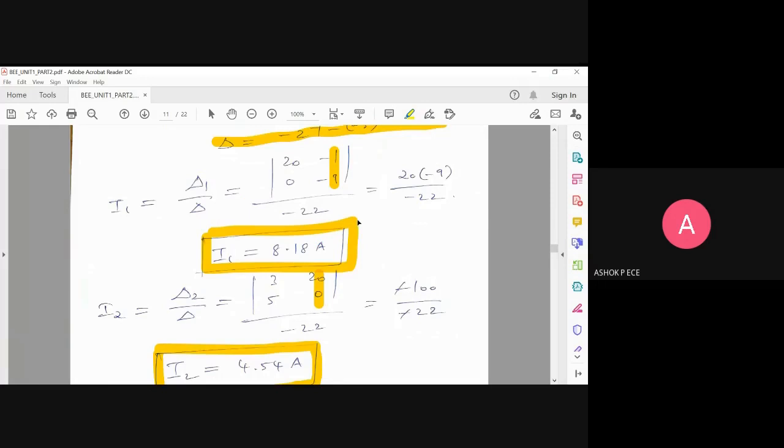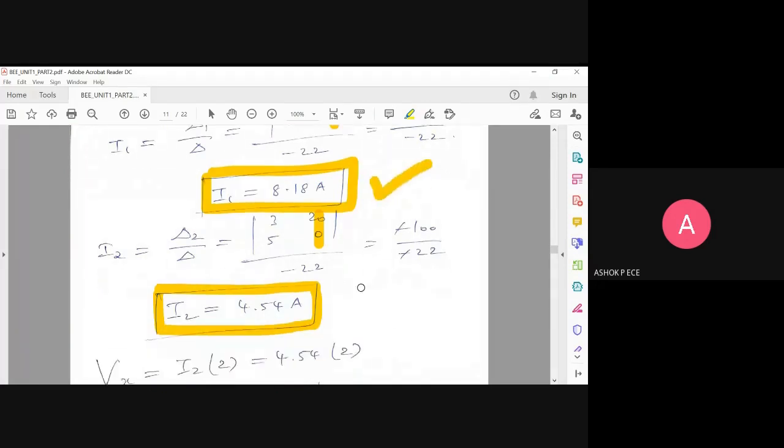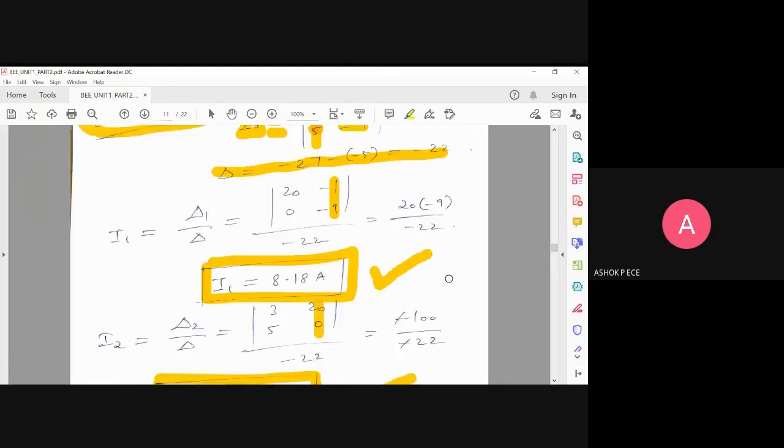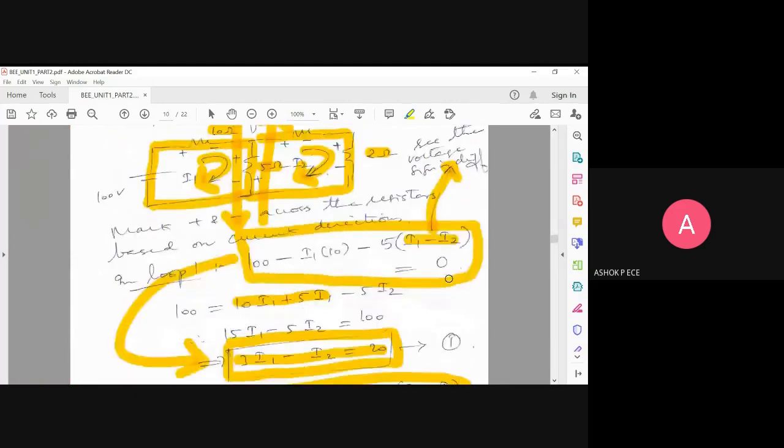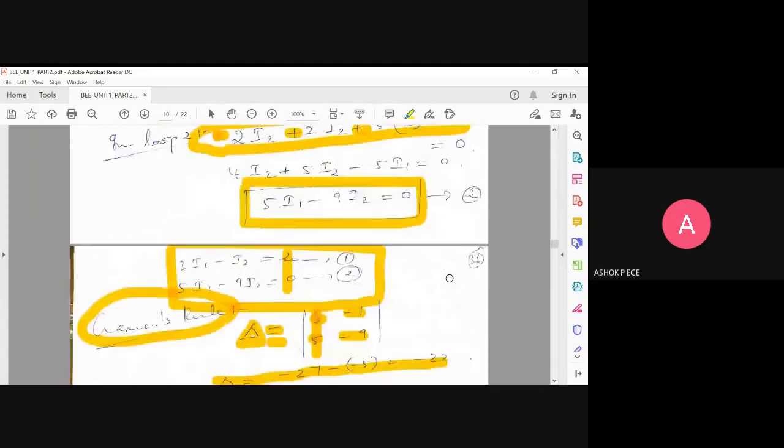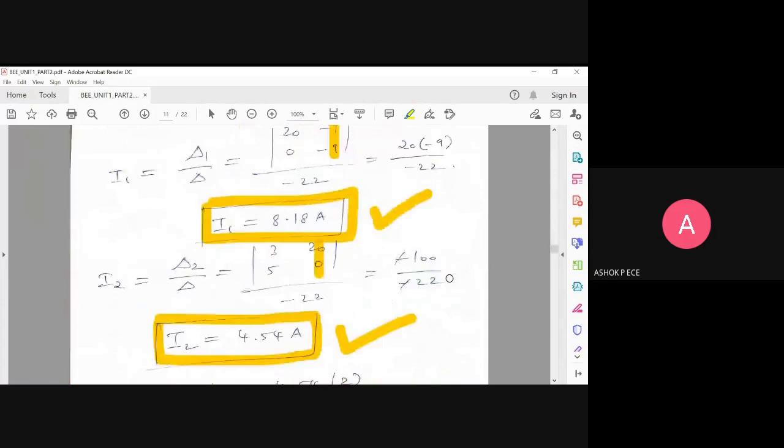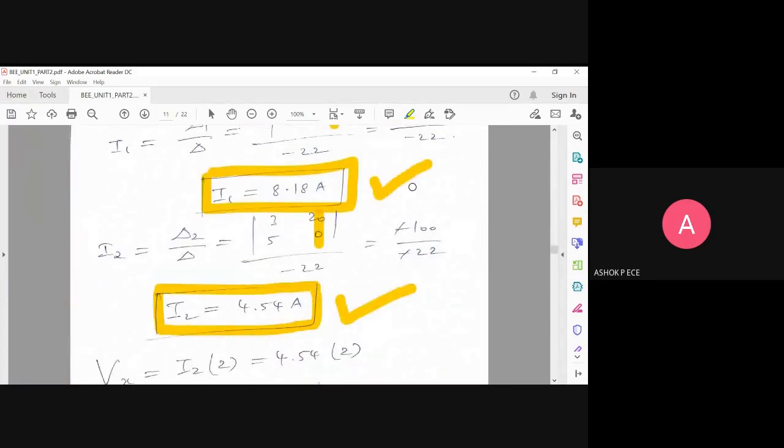And see here, one thing to be observed: the current values you get are positive, which means that the direction of current which you have assumed is correct. If you had assumed the current in anti-clockwise way in both the loops, then you would get the current value as negative, which reminds you that the direction you have assumed is wrong. It has to be the opposite direction.